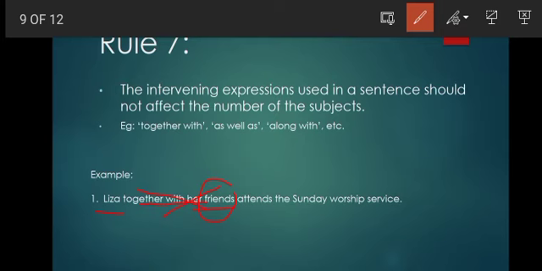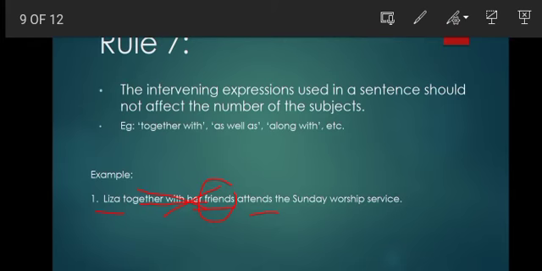It is part of the intervening expression. So we must always focus on the subject, which is Lisa. We must find the subject. Lisa is the subject, which is in singular form. Therefore, we have to use the singular form of the verb as well, which is attends. So Lisa, together with her friends, attends the Sunday worship service.